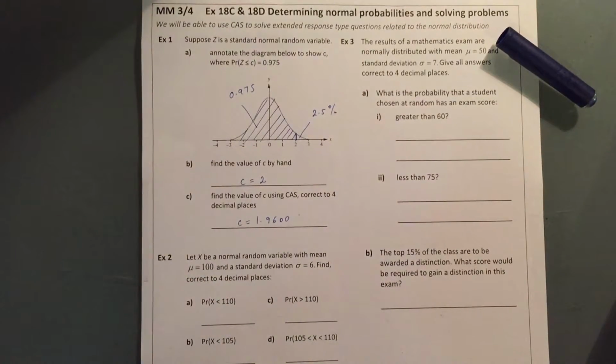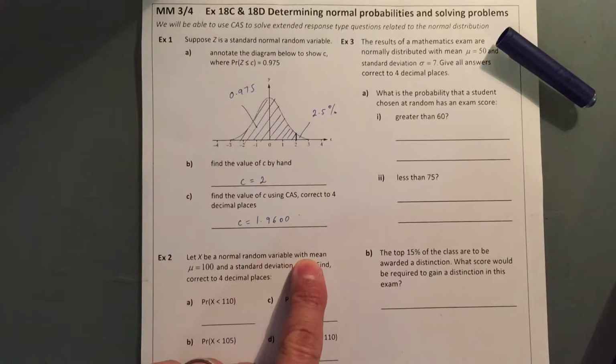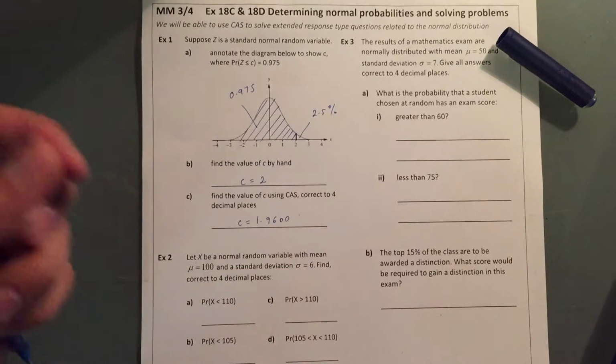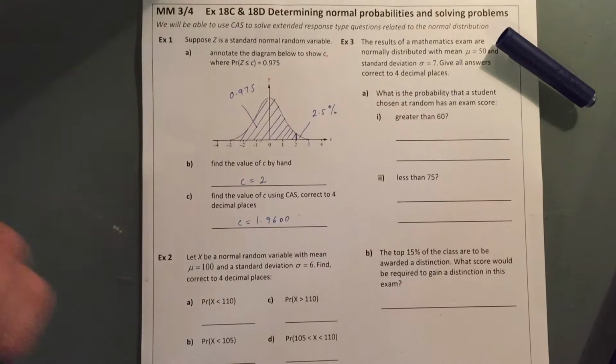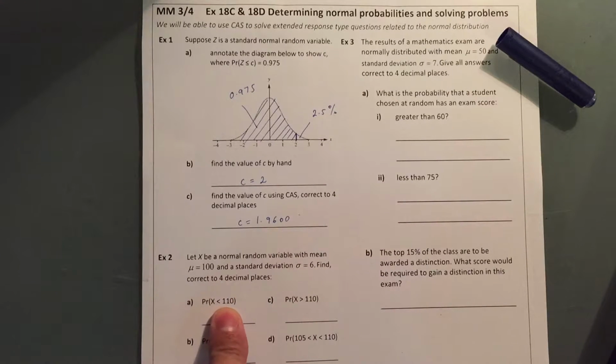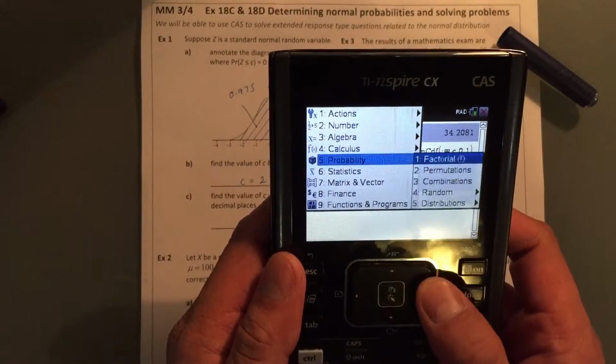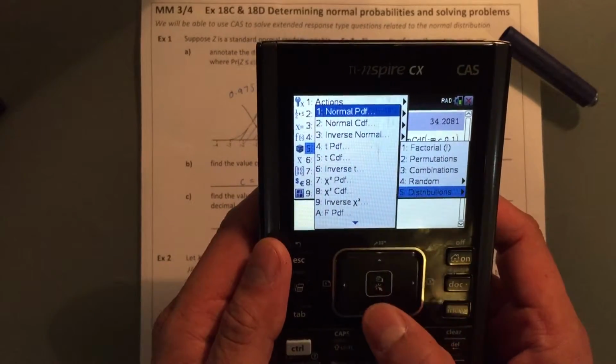Moving on to the second example, this one's relatively straightforward. X is a normal random variable, so it's not standard normal, it's just a normal random variable. We're dealing with the raw data here. The mean's 100, the standard deviation is 6. So for part A, find the probability that X is less than 110. We're just going to get familiar here with using, again, more of our norm CDF command. Norm CDF, probability distributions.